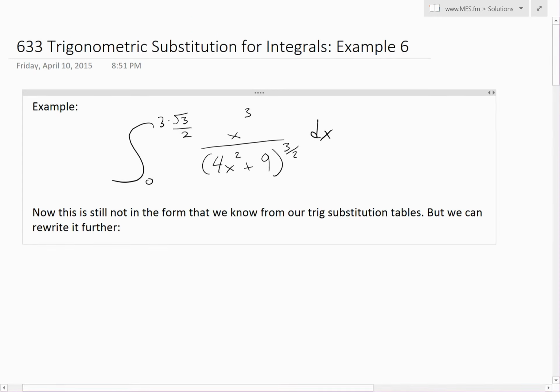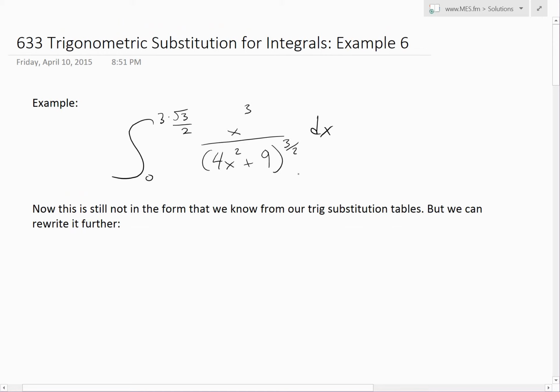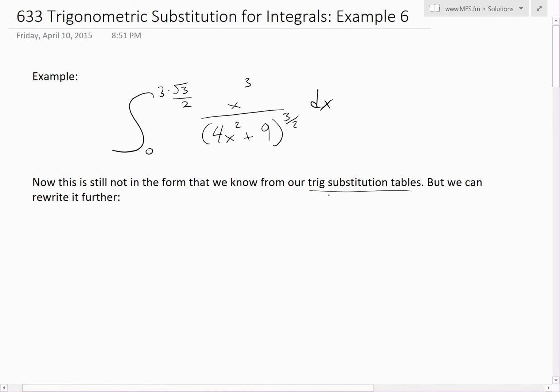Now this looks pretty complicated, and it doesn't look like the form that we're used to. Basically, I'll write it like I've said over here. Now this is still not in the form that we're used to for our trig substitution tables, but we could rewrite this further because, as you can see, it kind of resembles the trig substitution expressions that we used in my earlier videos.